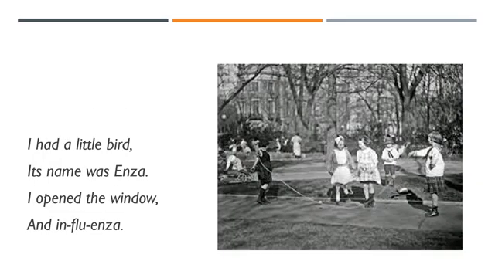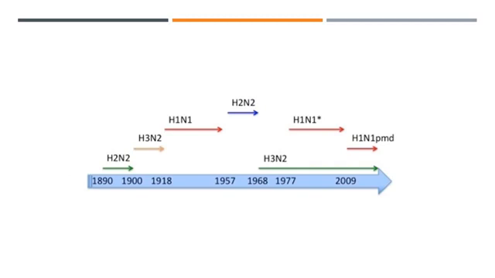There was a little jump rope rhyme that came out after this pandemic, and it goes, I had a little bird, its name was Enza. I opened up the window and in flew Enza. Sad, but a way to kind of, I guess, adjust.